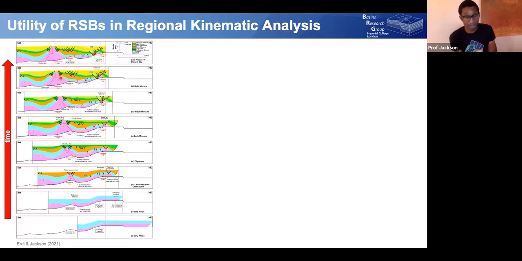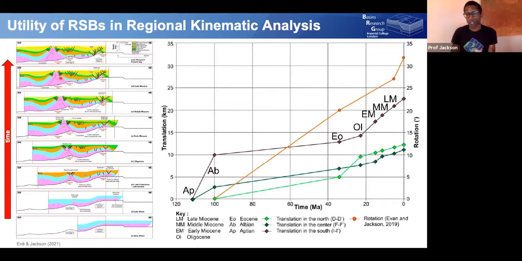And Aurea also used that, building on some of Sean's work, to look at translation magnitudes and rotation amounts through time along the margin. What I want you to concentrate on here is the x-axis is in time, going back to sometime in the Albian, and the translation magnitude is on the y-axis from 0 to 35 in here.